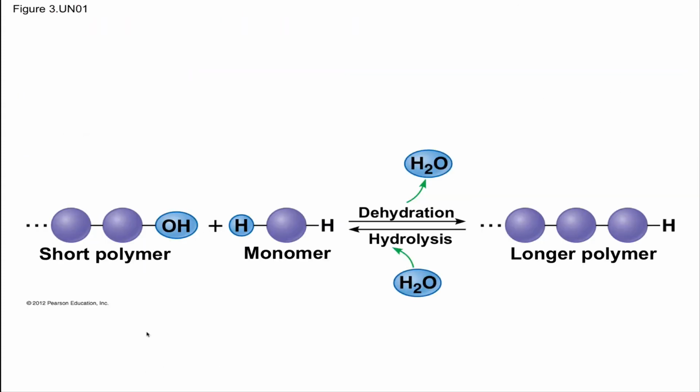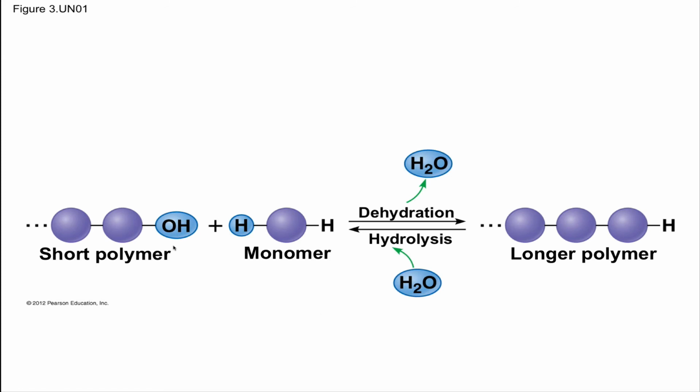So again, kind of sum things up. If you have a short polymer and a monomer over here, you want to bring these two together, what do you have to do? Dehydration. You want to get rid of the water. So OH from this part and H from this part is going to go away to form water, and you get this longer polymer here.